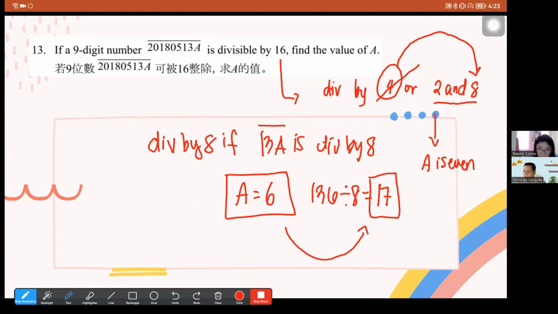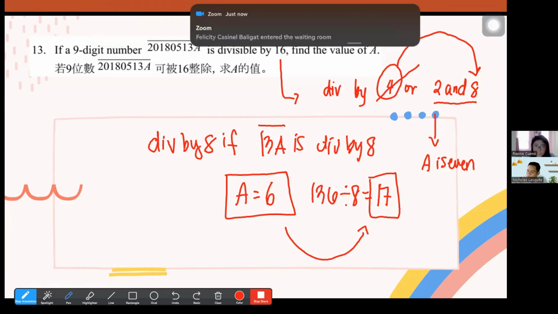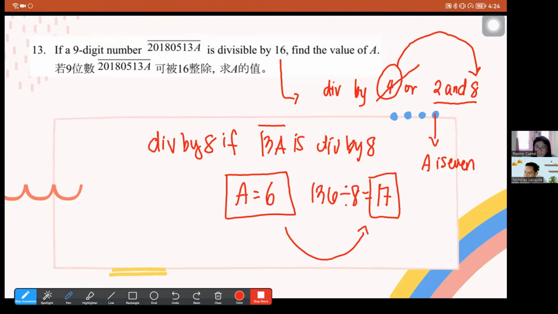Take note that if it's divisible by 16, try to think, would it be divisible by 4, or by 2 and 8? Of course, if we only consider divisibility of 4, it does not include the divisibility rule of 8. But the divisibility rule of 8 includes the divisibility rule of 4. So instead, we go to those with a larger scope, right? So we choose the divisibility of 2 and 8. It's divisible by 2 if it's an even number. The A is an even number. Okay, teacher, finish. Thank you for waiting. It's divisible by 8 if the last 3 digits are divisible by 8. So we have A is equal to 6.